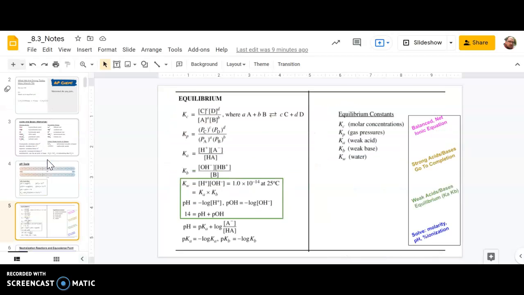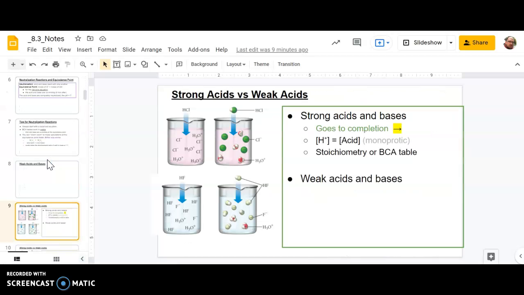When we have dealt with weak acids and bases and comparing them to how strong acids and bases work, strong acids and bases completely dissociate, they go to completion, which means that the concentration of things like your H plus ion usually has equaled the concentration of your acid. And then the stoichiometry, or you can think of it as using stoichiometry or BCA tables in order to do that, but really you could kind of do this stuff in your head.